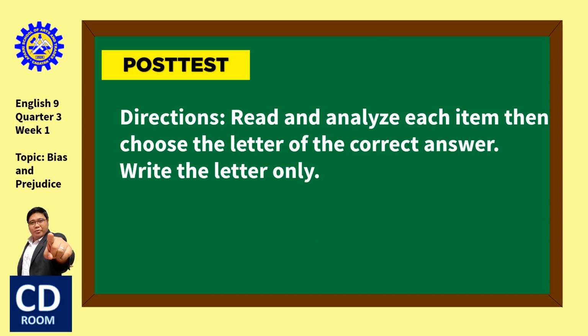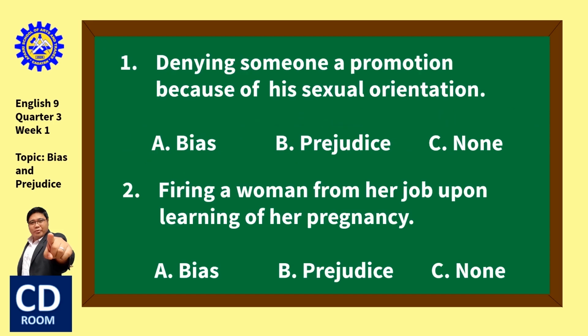For our final task, read and analyze each item. Then choose the letter of the correct answer. Write the letter only. Number 1. Denying someone a promotion because of his sexual orientation. Is it A. Bias, B. Prejudice, C. None?